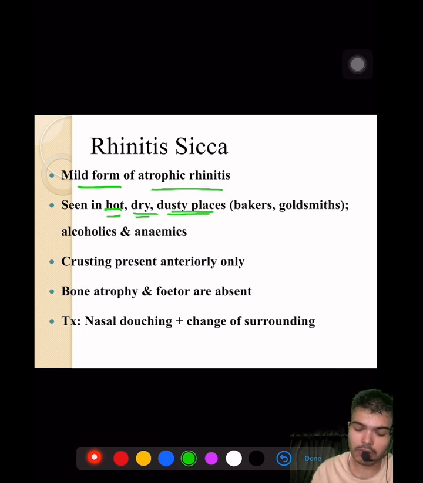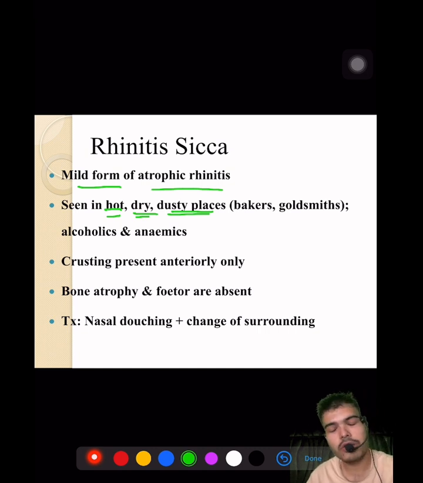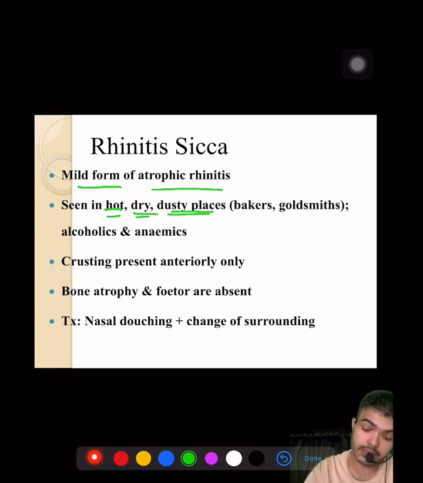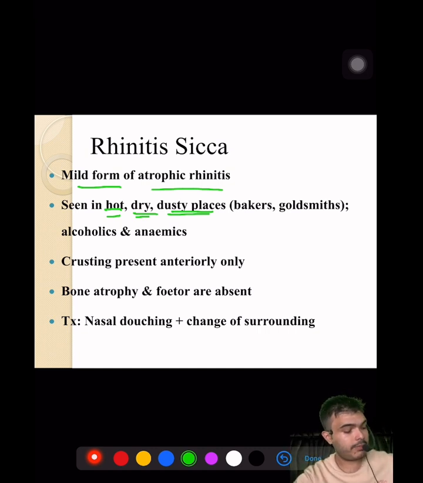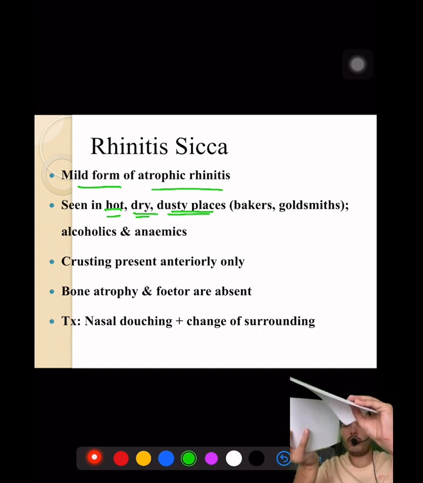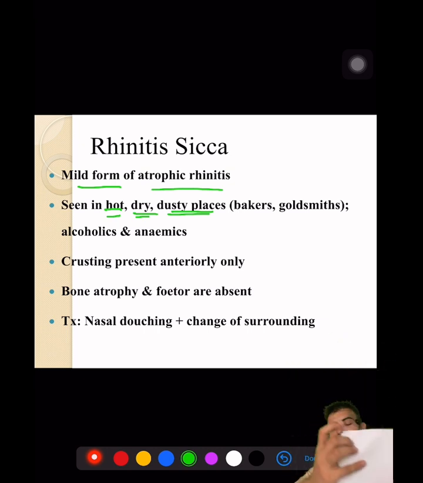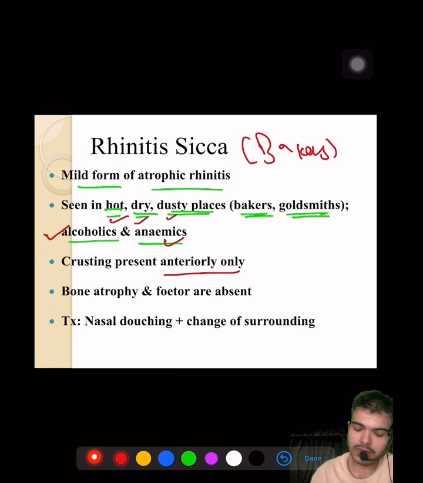Bakers and goldsmiths, alcoholics and anemics. Okay, hot, dry, dusty places, and alcoholics and anemics. Crusting is present anteriorly only. Why anteriorly? Because rhinitis sicca is more common in bakers. Why bakers? Because whenever they open the oven, there is a sudden gush of hot air into the anterior part of the nose, right? So it really becomes dry. Sometimes there is bone atrophy, and fetor is absent. Crusting is only present on the anterior side.